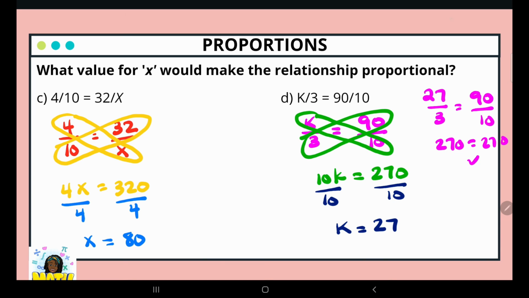We can also try simplifying. So 27 over 3 equals 90 over 10. 3 goes into itself one time, and it also goes evenly into 27. So 3 divided by 3, 27 divided by 3, gives us 9 over 1. And here 10 goes evenly into itself, and it also goes evenly into 90. So 10 into itself is 1, 10 into 90 is 9. So here again, we see that they are indeed equivalent.